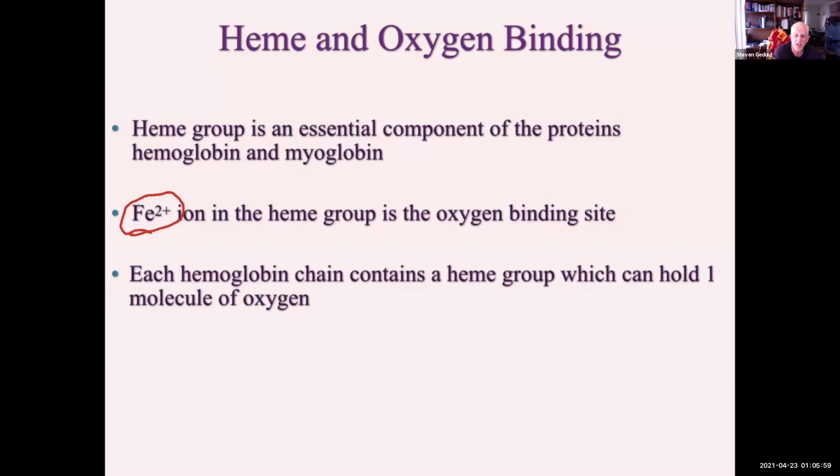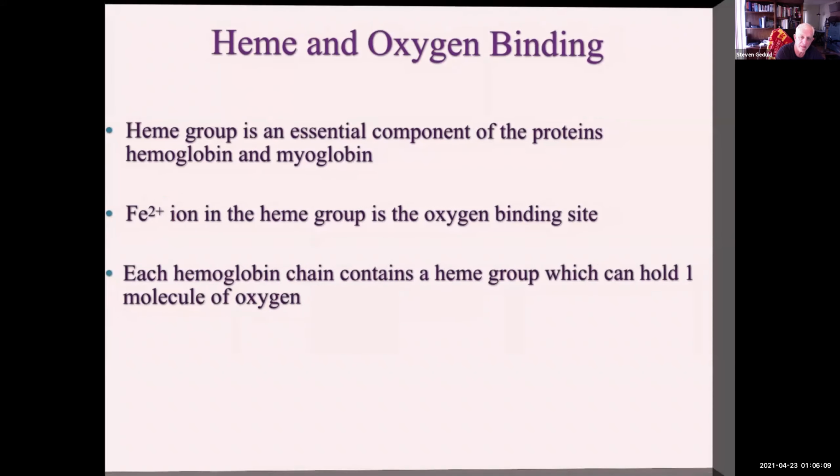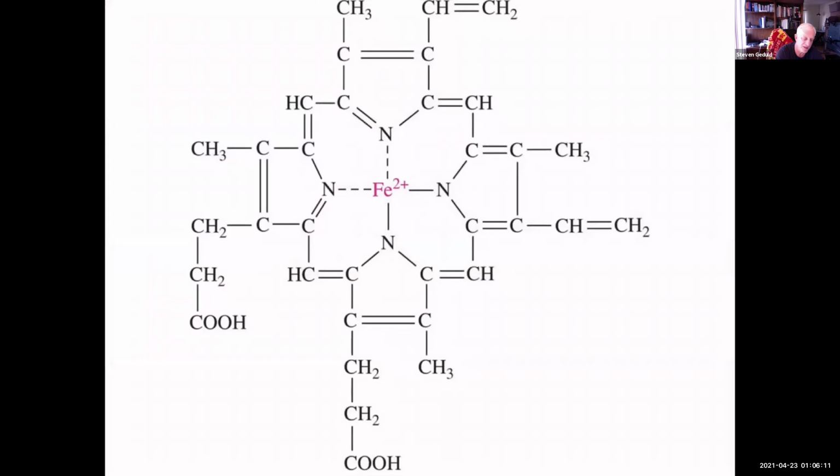Each hemoglobin chain contains a heme group, which can hold one molecule of oxygen. So every heme group holds one oxygen molecule. That's the iron in the center, and these are what are called porphyrin rings surrounding it here, and that's what a heme group looks like. And for every heme group you have in a red blood cell, it can hold one molecule of oxygen.